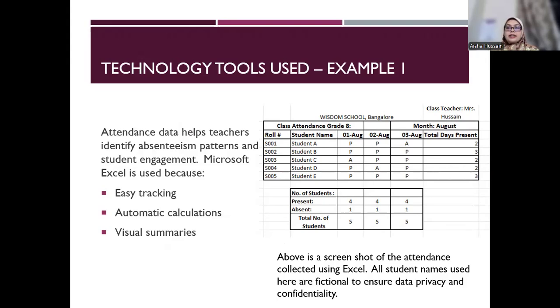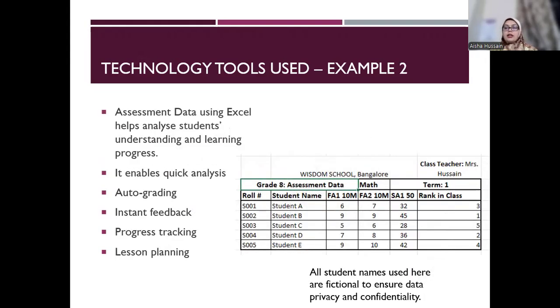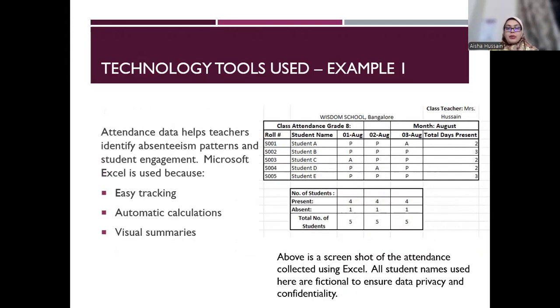So, you can see that the attendance data is basically an important form of behavioral data because it helps the teachers identify absenteeism patterns and understand the student engagement. Excel is used because it allows automatic calculations, visual formatting, as well as easy data tracking. Now, attendance data, we all know, provides us visual summaries of how many students are present that day, how many students are absent, and it gives you a fair picture of the strength of the class.